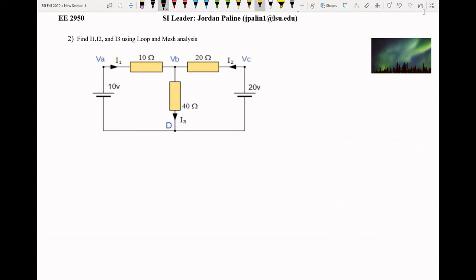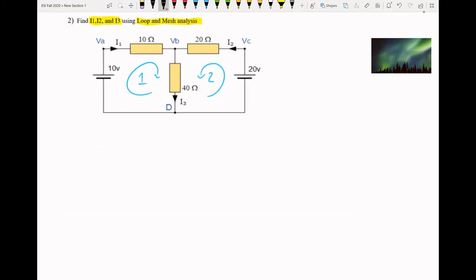Next problem. This problem is asking us to identify I1, I2, and I3 using the loop mesh analysis. So this is where we're going to use our loops. Go ahead and drop those in here now. So loop 1 and then loop 2. Okay. And as before, we'll just write our KVL laws out.